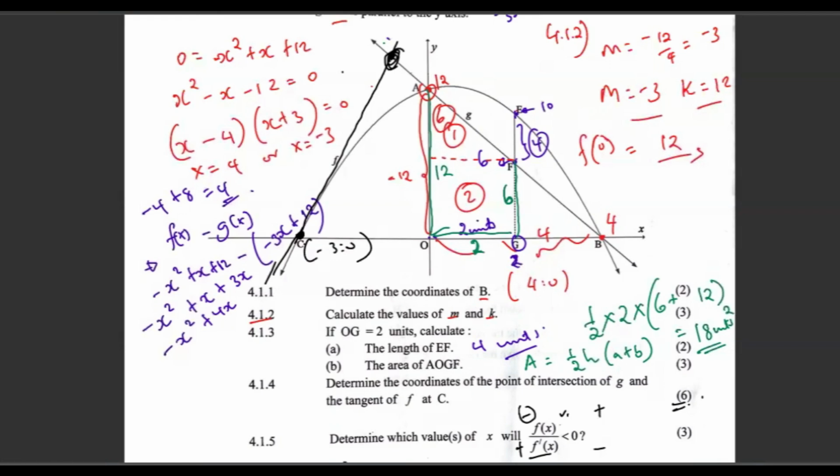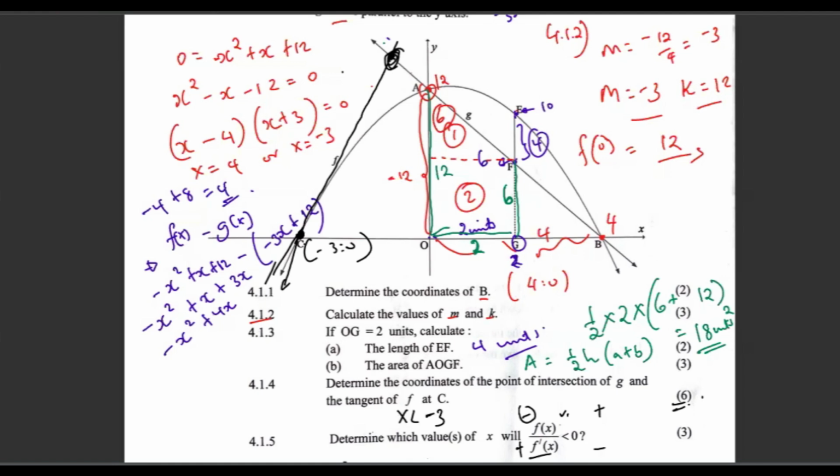So where is the graph increasing? Yes, increasing, but below the x-axis. It's from this point. That's where it's below, but this shape is increasing. So we can say that our x is less than -3.